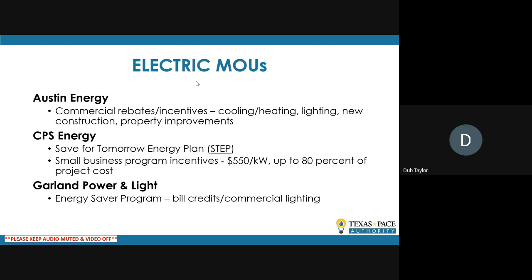Garland Power and Light, this is another example. They have an energy saver program. They're kind of a mid-sized municipally owned utility. And there, instead of a rebate, it's a bill credit mechanism for, in this case, commercial lighting. So a lot of different things available. And municipally owned utilities have flexibility to develop incentives around priorities that are approved and determined by the governing boards, the city councils, et cetera, that manage the utilities.